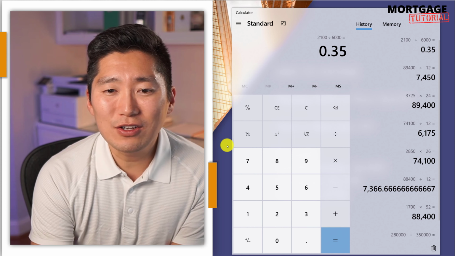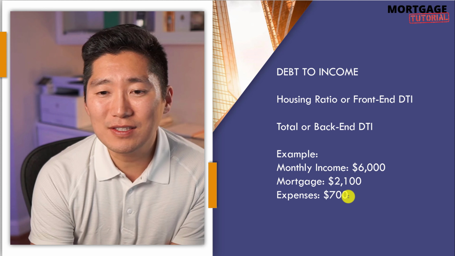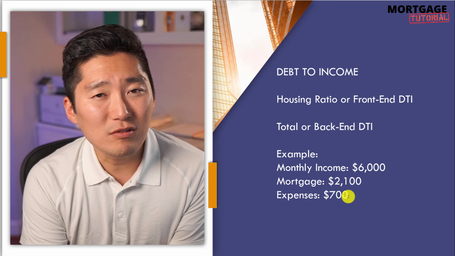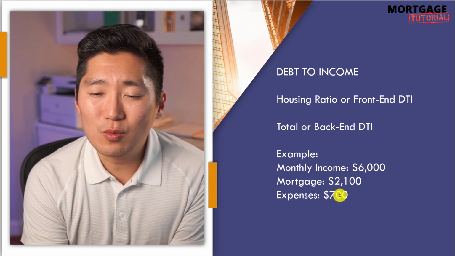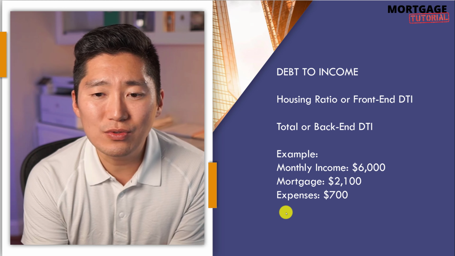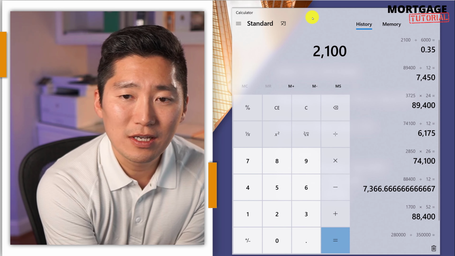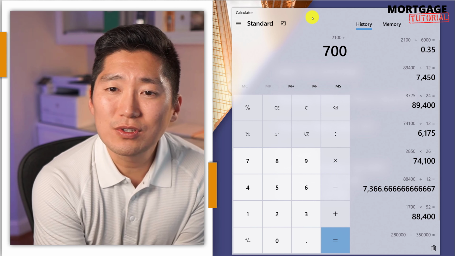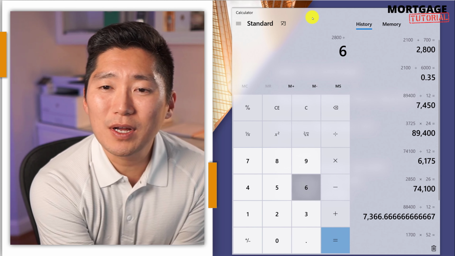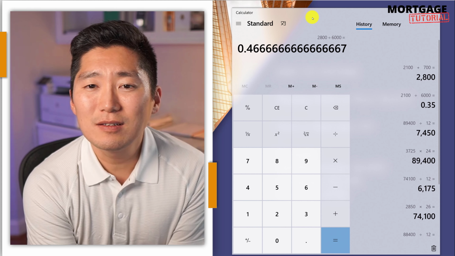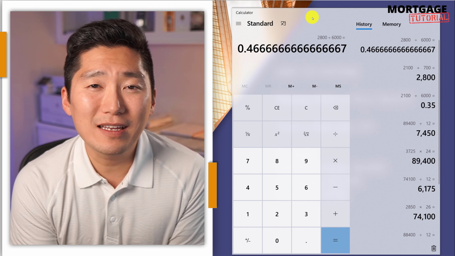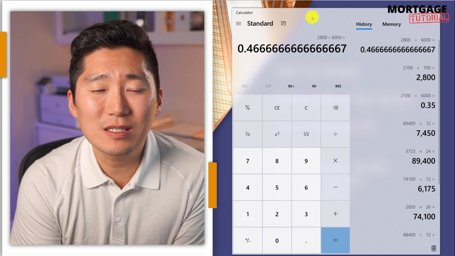Now, if we take a look at the other expenses they have, $700 of student loans and car payments. And so we're going to add 2,100 to the 700 or vice versa. So 2,100 plus 700, which is 2,800. You divide that by their gross monthly income of 6,000, and their back-end DTI is going to be 46.67.